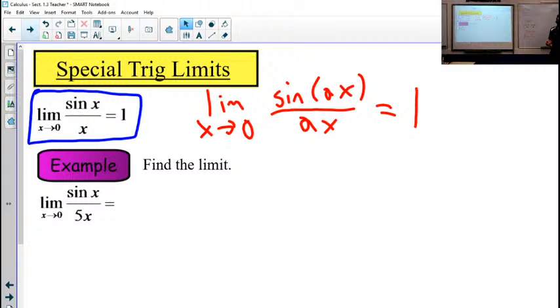So that's the idea: we're going to look at these limits, and we're basically going to try and turn them into sine of ax over ax. That's what we're going to do.